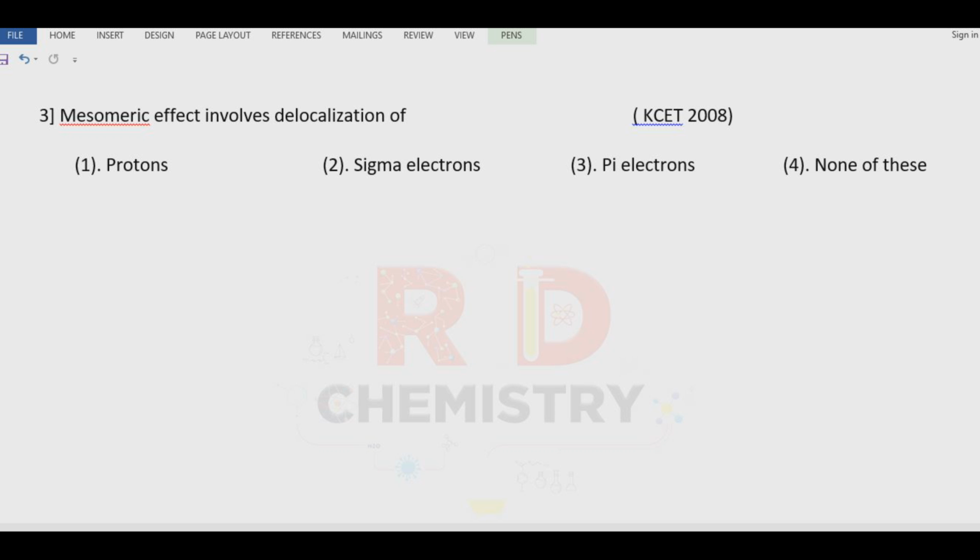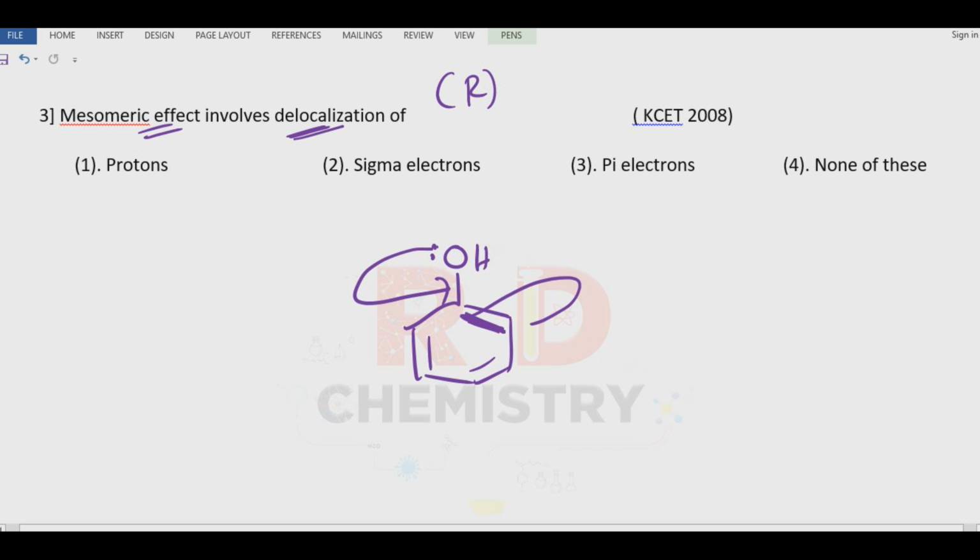Question number 3. Mesomeric effect involves delocalization of. The mesomeric effect is also called the R effect, the resonance effect. There should be a lone pair of electrons in conjugation with alternate double bonds and single bonds. Correct? Which means double bonds can be migrated. Pi bonds are easy to break, so they will migrate. Or pi lone pair electrons can also be migrated like this. So protons will not move, sigma electrons will not move. So the answer is pi electrons here. Clear?